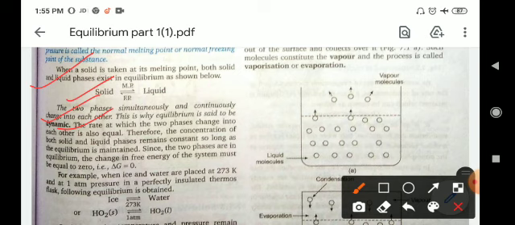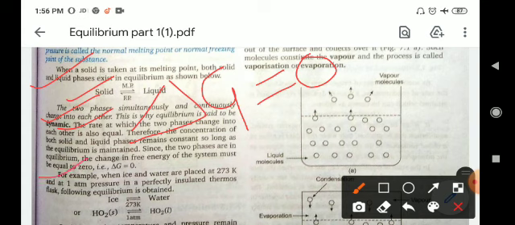When the equilibrium exists, then the value of delta G equals 0. What is delta G? According to thermodynamics, delta G is the Gibbs free energy. So at equilibrium there will be no release of energy and no absorption of energy, which means delta G will equal 0. Okay.